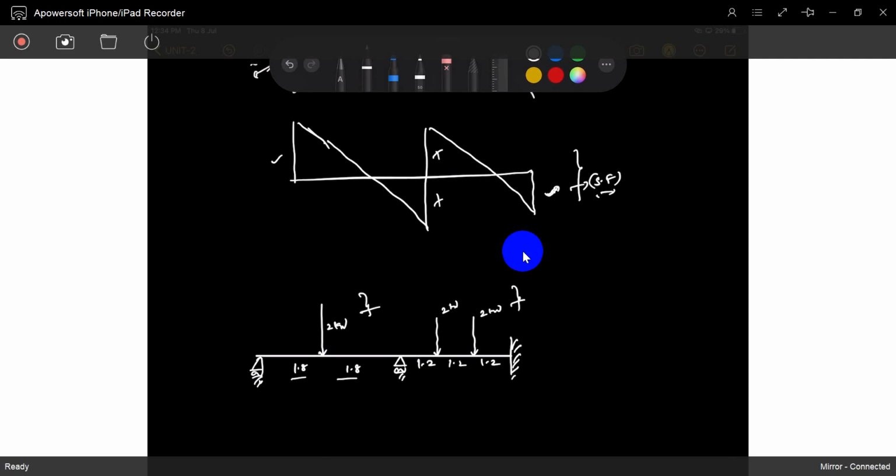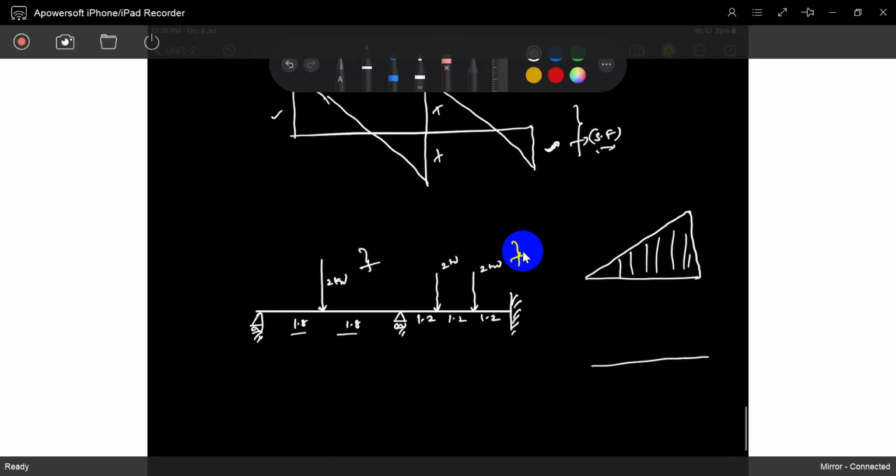Not only uniformly distributed load and point loads, you can also solve eccentric loads and uniformly varying load. Can you face any problem? No. If I give a uniformly varying load, the bending moment diagram is not a parabola. What is it? It is a cubic parabola.